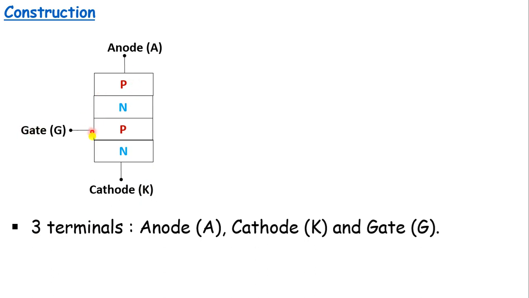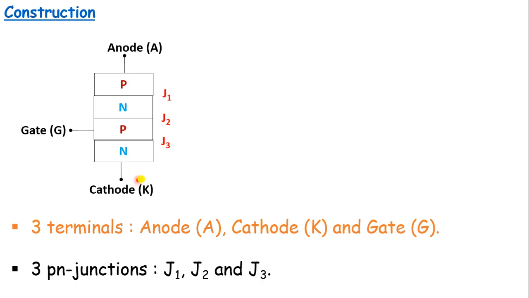By looking at this constructional diagram, one can understand that the anode terminal is derived from the top P material and the cathode terminal is derived from the bottom N material, and the gate terminal is derived from the P material, which is very close to the cathode terminal. And apart from these 3 terminals, this SCR consists of 3 PN junctions called J1, J2 and J3.